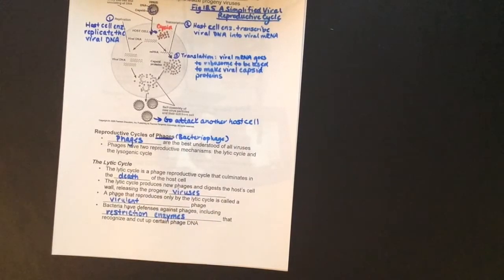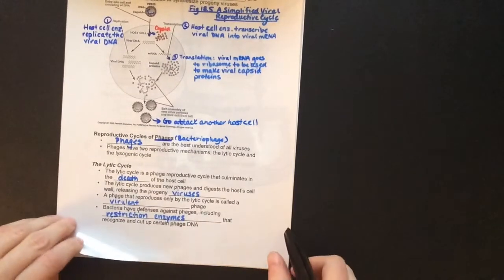This type of bacteriophage that reproduces only by this cycle is called a virulent phage. It kills its host cell but makes many new viruses. And bacteria actually have defenses against these types of phages, including restriction enzymes. Restriction enzymes are special enzymes that recognize and cut up certain phage DNA.